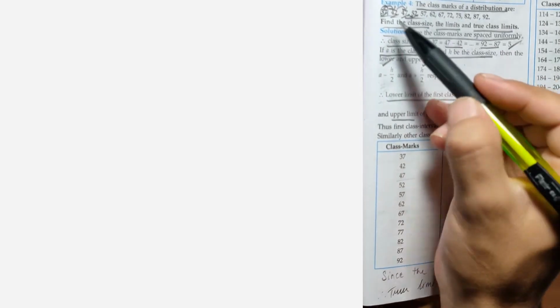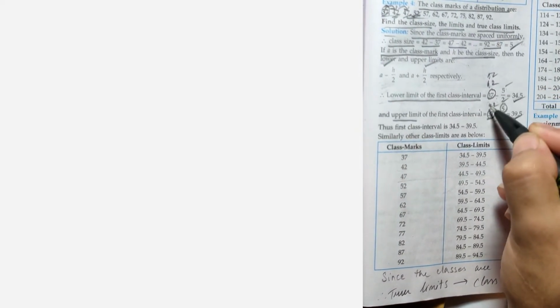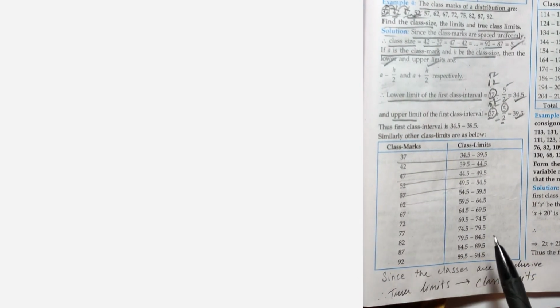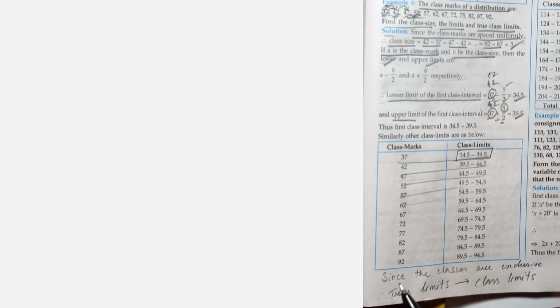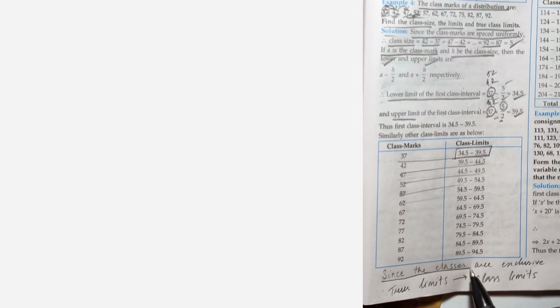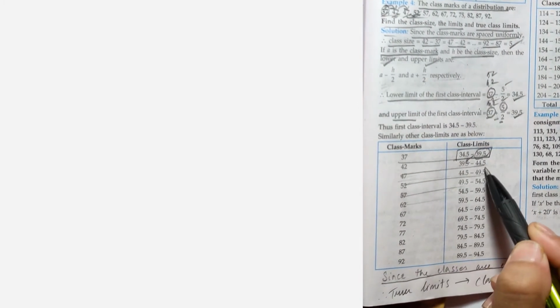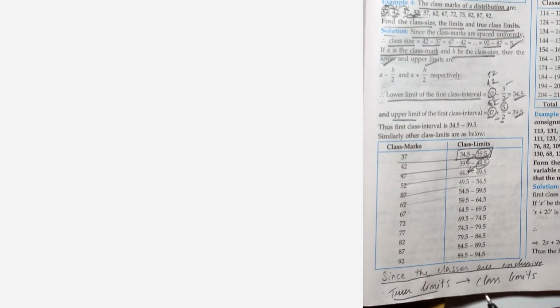Similarly, we'll have to do it for each and every value. So here we take A to be 42, then 52, and so on. If you do the math, you will get this kind of table. Now this is your class limit. It is to be noted that since the classes are exclusive, what do we mean by exclusive? This value and this value are the same. Therefore, the true limits are nothing but the class limits themselves.